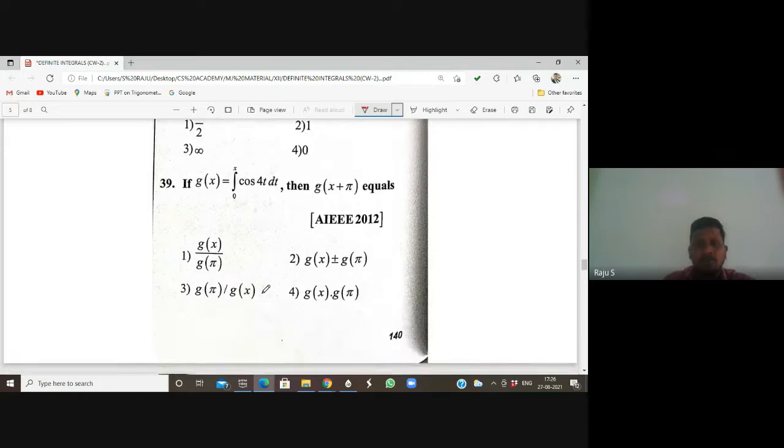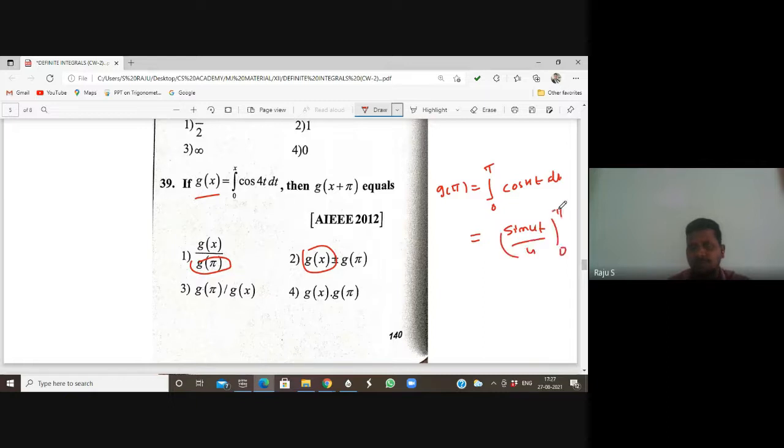Okay, this is 2012. See here, g of pi is there, g of pi, g of x. G of x is already given, and I want to find g of pi. G of x is the integral from 0 to x, so g of pi is the integral from 0 to pi of cos 4t dt. The integral of cos 4t is sin 4t by 4, from 0 to pi.